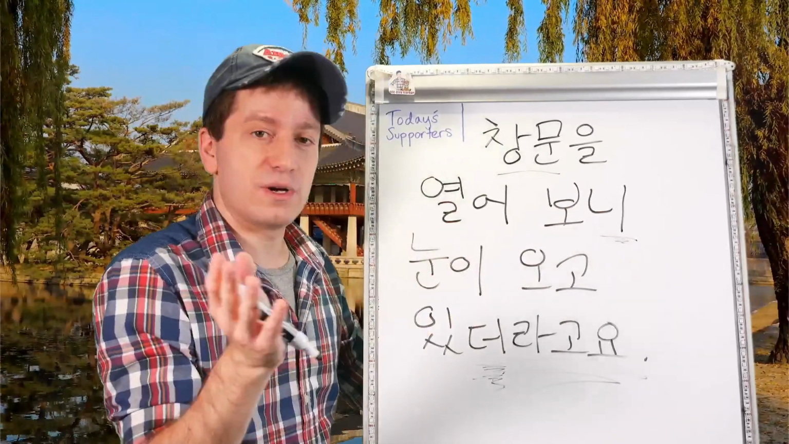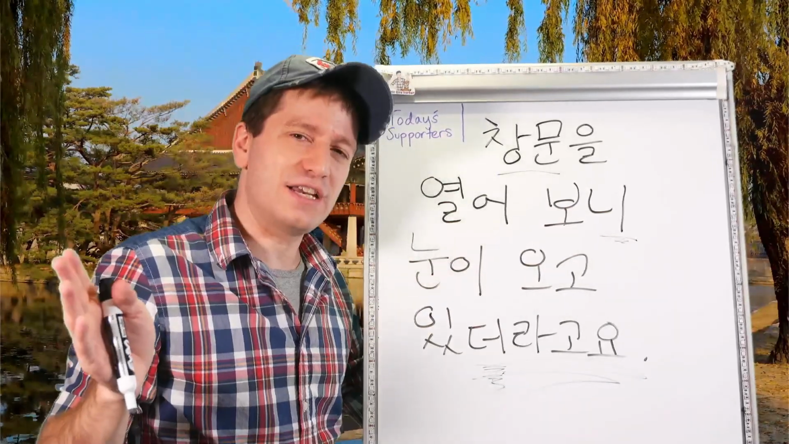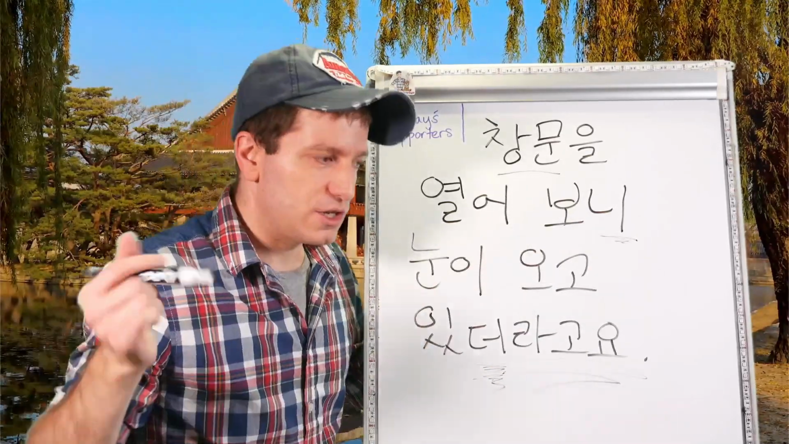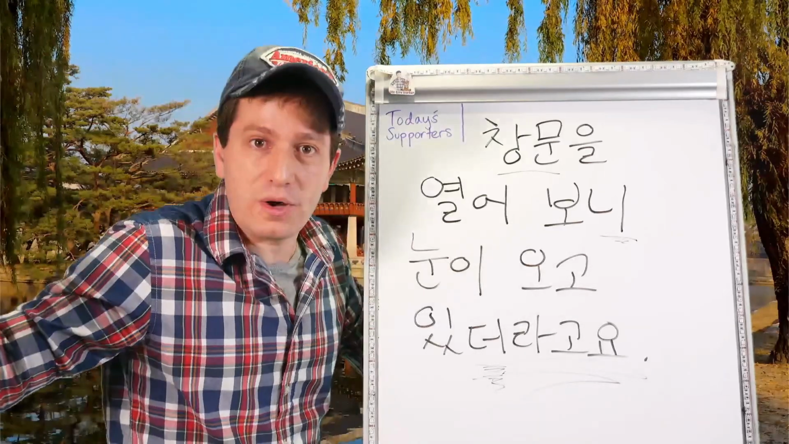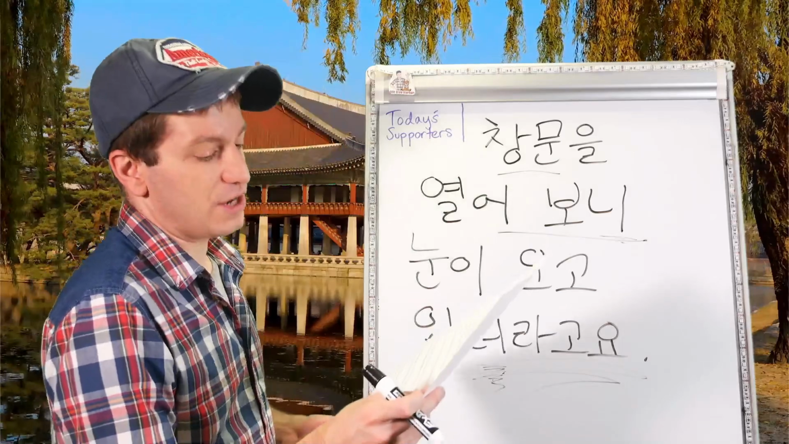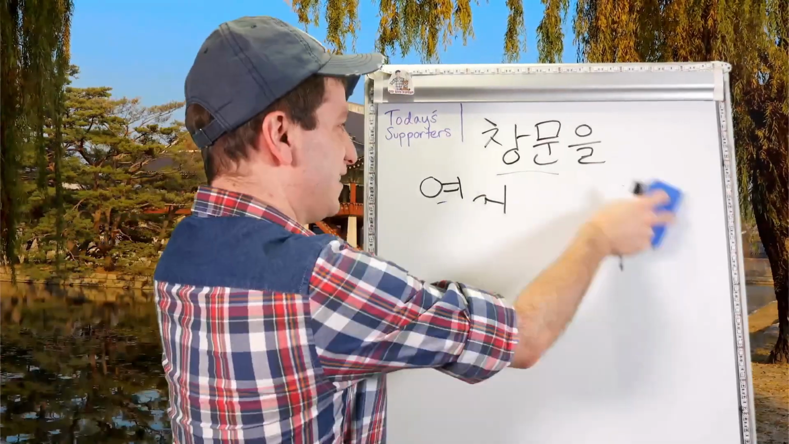So I opened the window and saw it was snowing. You can kind of think about it like this. 창문을 열어보니 눈이 오고 있더라고요. So like I opened the window and it was snowing. 창문을 열어보니 눈이 오고 있더라고요. After opening the window, I realized it was snowing.